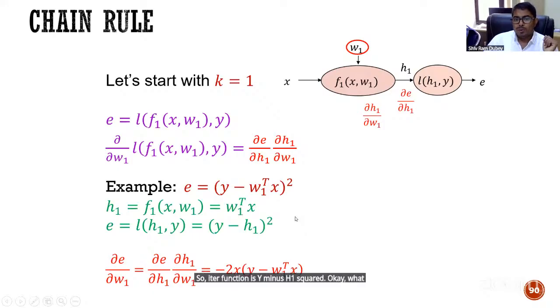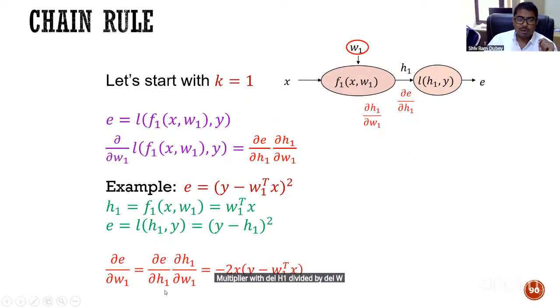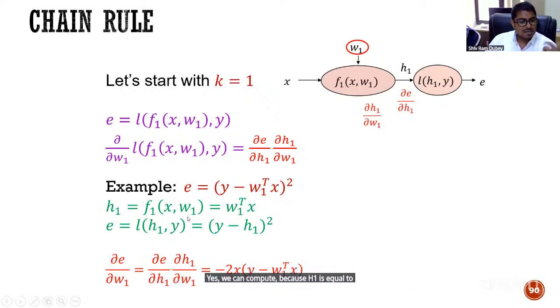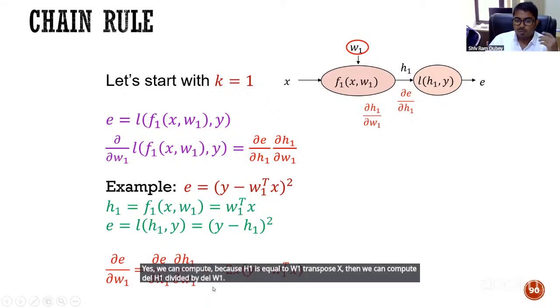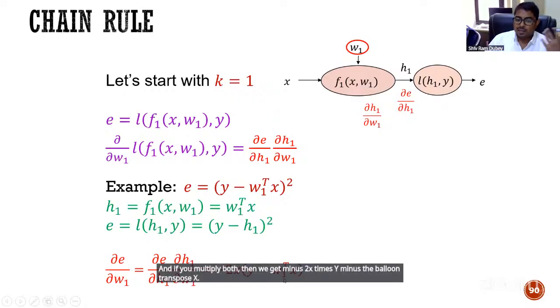Okay, if we want to update the parameters W1, what we need to compute is del E divided by del W1. And we have already seen using the chain rule that del E divided by del W1 can be written as del E divided by del H1 multiplied with del H1 divided by del W1. Can we compute del E divided by del H1? Yes, because we know that E is equal to (y minus H1) squared. Can we compute del H1 divided by del W1? Yes, because H1 is equal to W1 transpose x. And if we multiply both, we get minus 2x times (y minus W1 transpose x). So that is basically the gradient that we get.